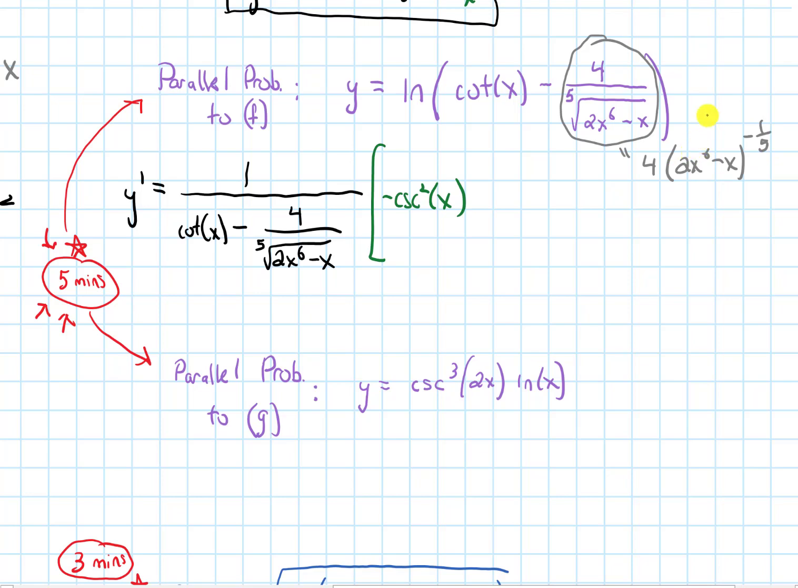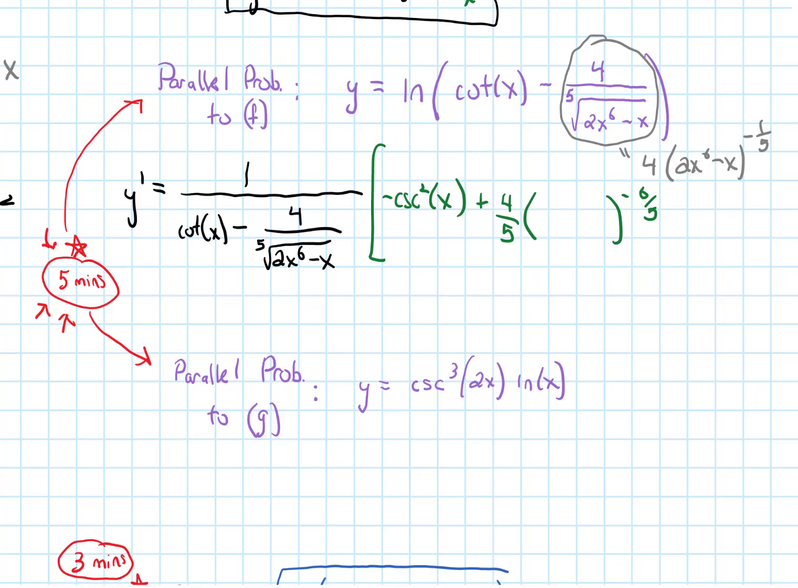All right, so when I do chain rule, I deal with the outside thing, this negative 1/5 power. That's going to come down. And with this other negative, it's going to give me a plus 4 over 5. Okay, I'm going to leave some space. Subtract 1 from the power to get negative 6 over 5.